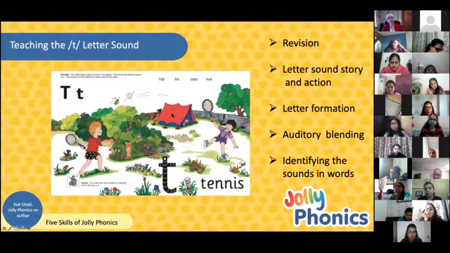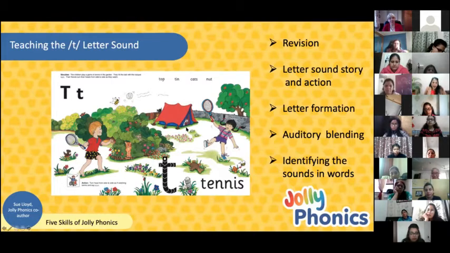So then you come to the third day, or your third session with the children, and it is the t letter sound. T. Again, revision, but this time, of course, you can hold up the s, and the children do the snake, and you can hold up the a, and they do the ants on the arm. Now we've got the t. You see the pattern? It's the same pattern for all the letter sounds.